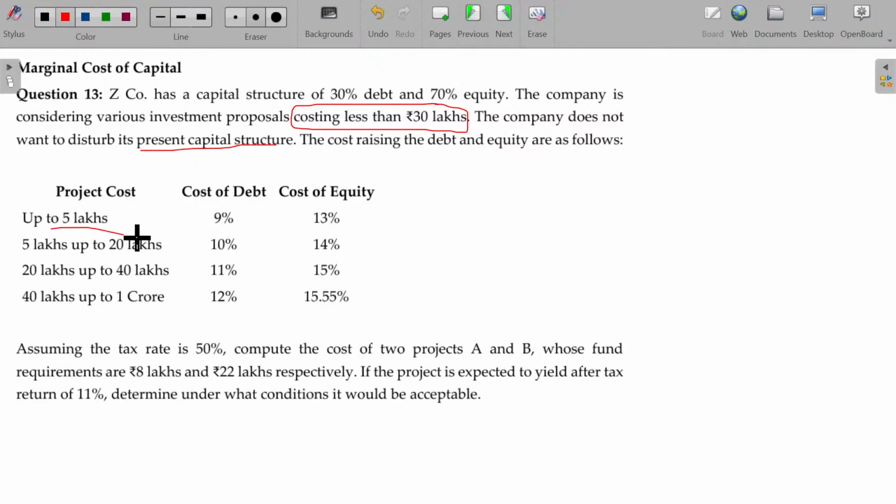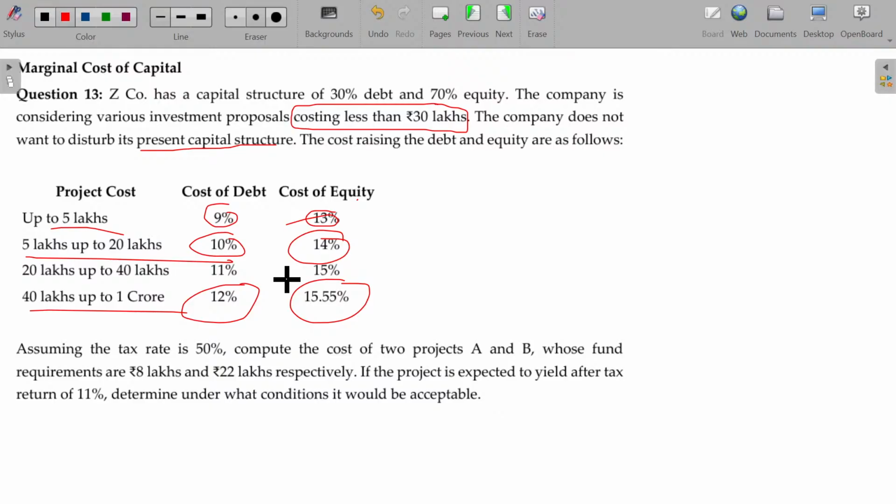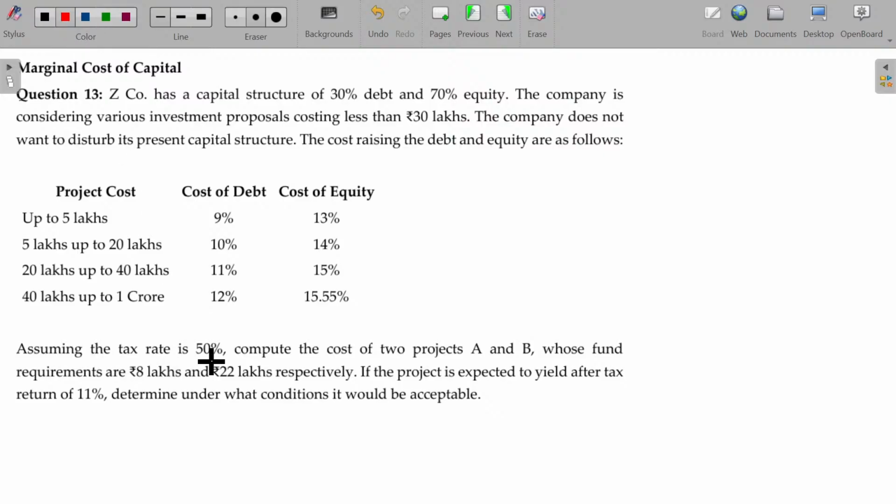If you want to raise the first 5 lakhs, your debt is only 9%, equity is 13%. If you go beyond that, from 5 lakhs to 20 lakhs, debt is costlier and equity is also costlier. If you want to fund beyond 40 lakhs, debt is costliest, and equity capital also has more cost here. Is that okay? Now, assuming the tax rate is 50%, compute the cost of two projects A and B, whose fund requirements are 8 lakhs and 22 lakhs, overall 30 lakhs.